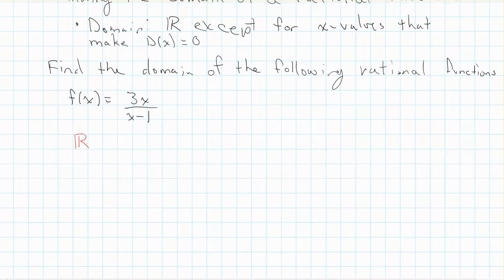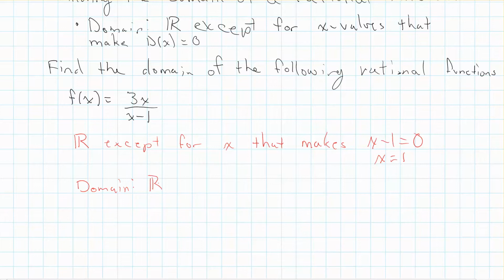This is going to be all real numbers except for x that makes x minus 1 equal to 0. So really we just need to find when that's equal to 0, and of course that's pretty obvious. Just add 1 to both sides and you get x equals 1. So the domain is going to be all R except x equals 1.